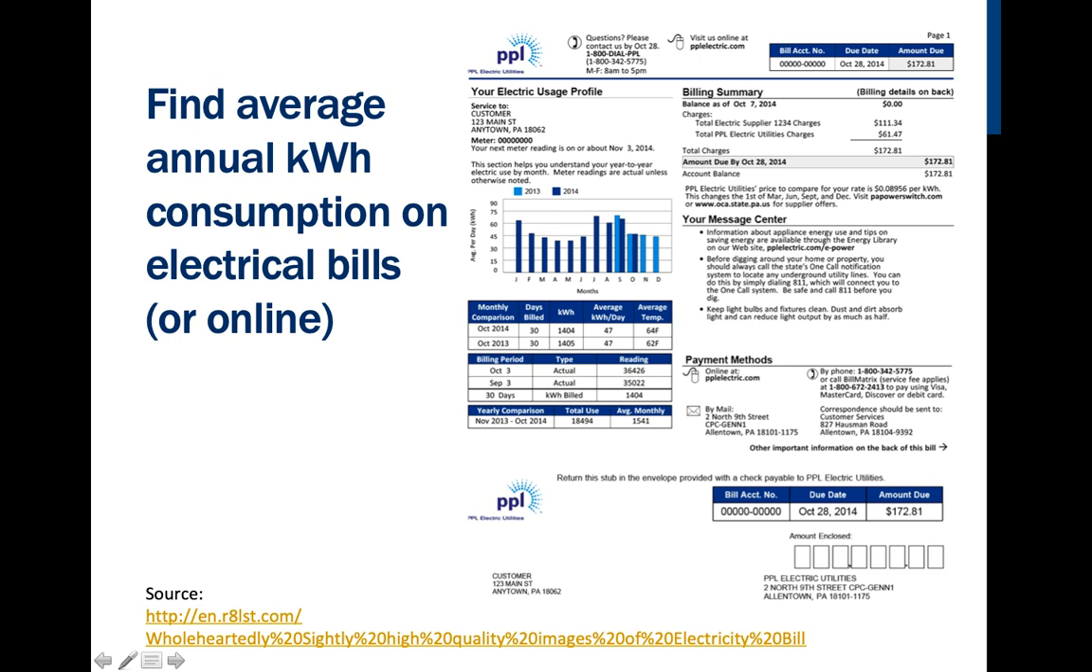In 2014 we used 1,404 kilowatt hours. In 2013 we used 1 kilowatt hour more. So pretty much the same. The average temperature was the same, and our consumption was essentially the same.